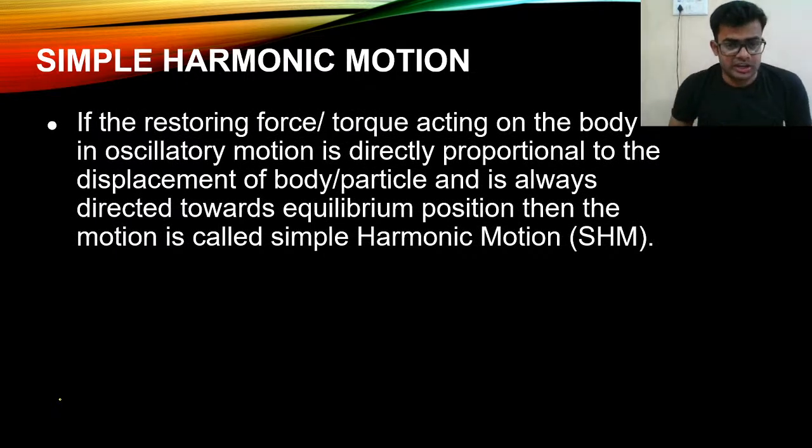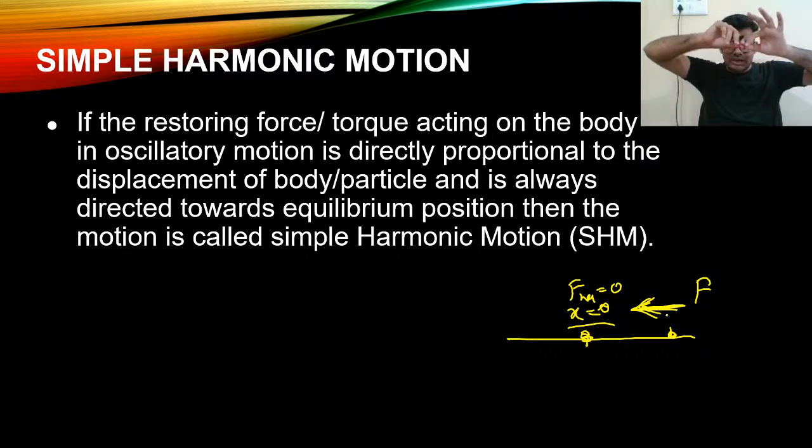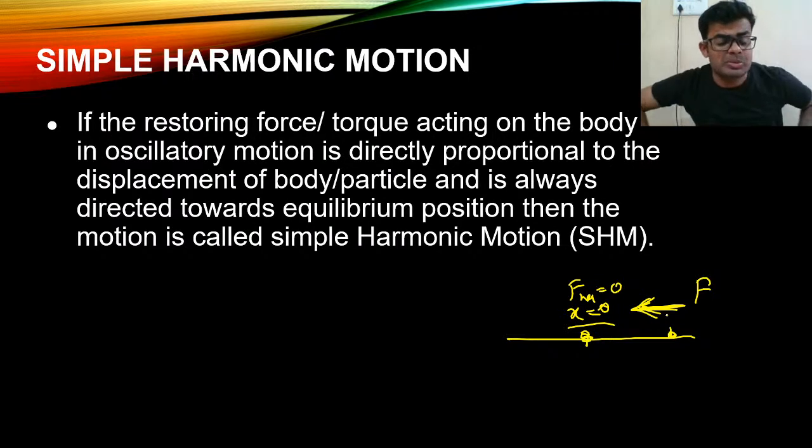As I told, if the particle is executing simple harmonic motion about the mean position, here net force is 0. Here acceleration is towards the mean position, and the direction of force is also towards the mean position. So if you take the particle away from the mean position, the particle wants to come back to the mean position. Why? Because there is a restoring force.